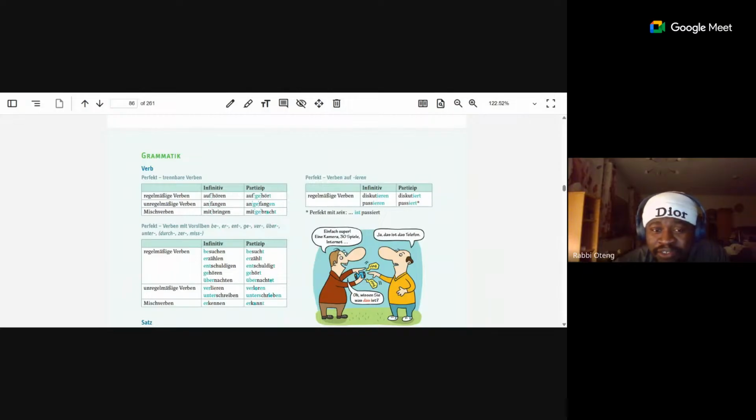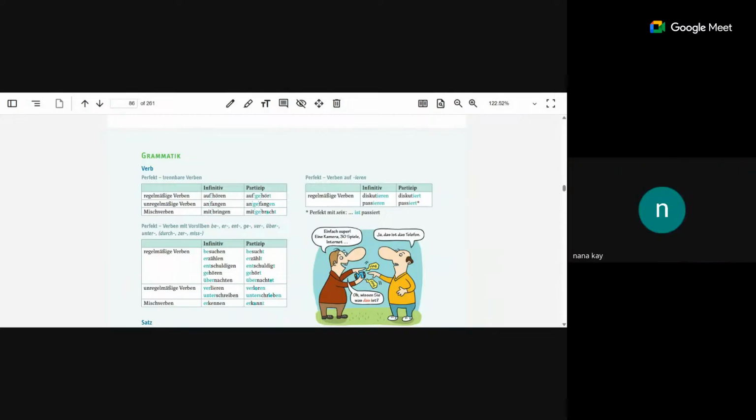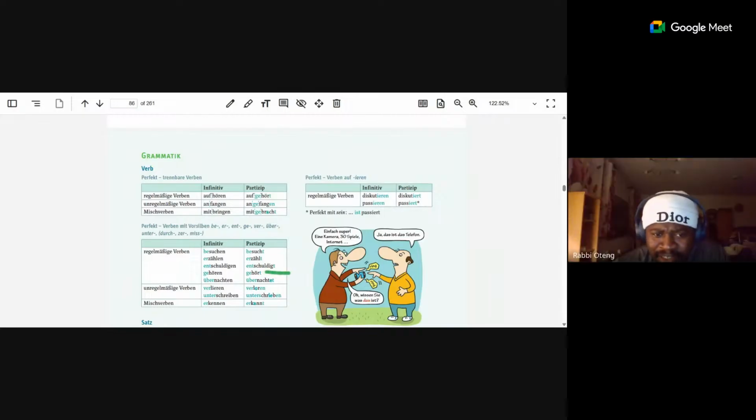Gehören is gehört in the infinitive form. So gehören is the infinitive form and it means to belong, okay? And hören alone means to hear or to listen.